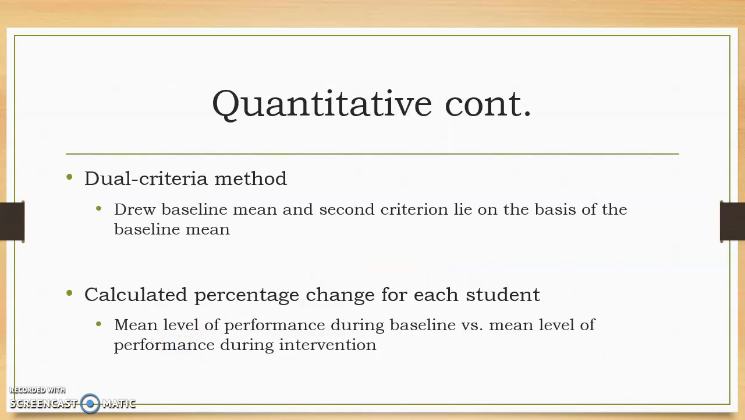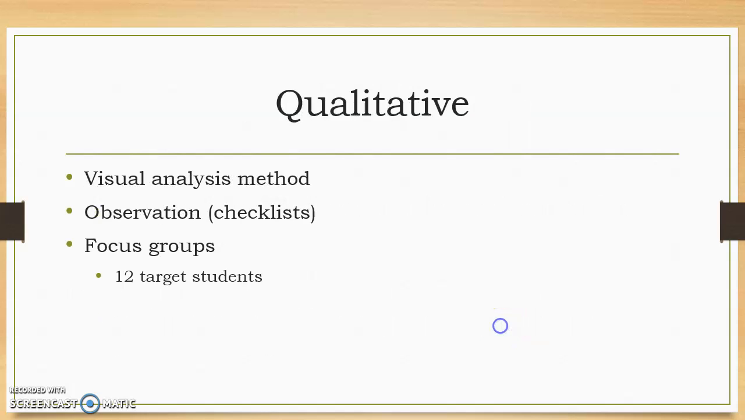The dual criteria method drew a baseline mean, and a second criterion line on the basis of the baseline mean, as well as the calculated percentage change for each student, which was the mean level of performance during baseline versus the mean level of performance during intervention. So those were all methods, I believe, that qualify as quantitative because they were all formulas and numbers.